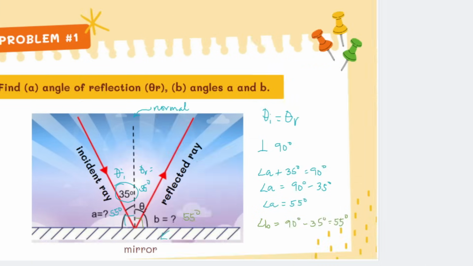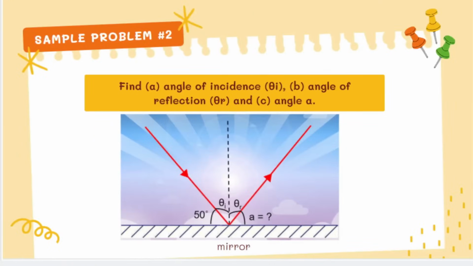Next problem. Ito naman. We are asked to find the angle of incidence, the angle of reflection, and angle A. So again, we will be combining what we have learned in physics, which is yung laws of reflection and your knowledge on angles to solve this problem.